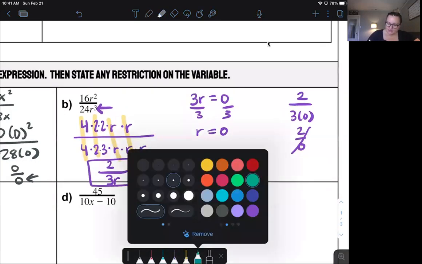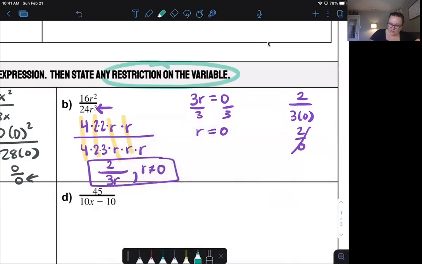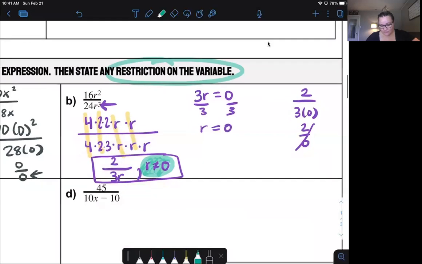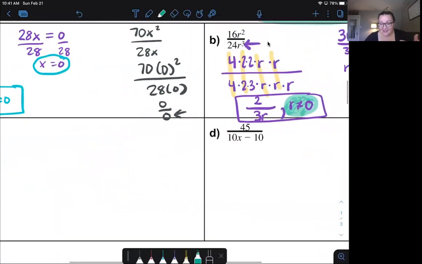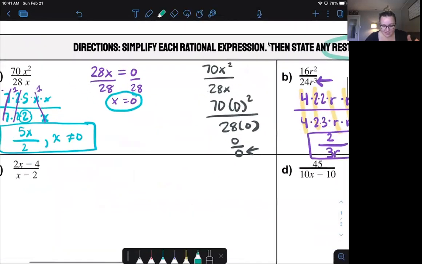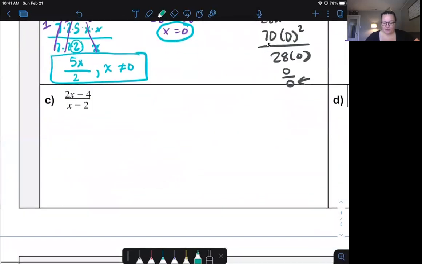So the restrictions on the variable are what r can't be, or what x can't be. They can be any number but 0. They can be any number but that restriction.